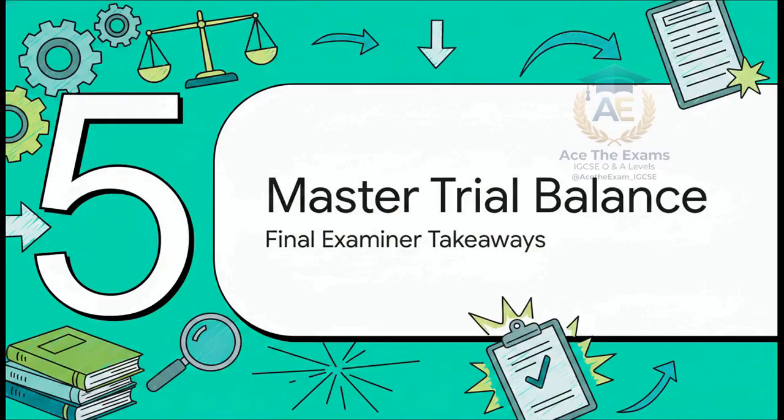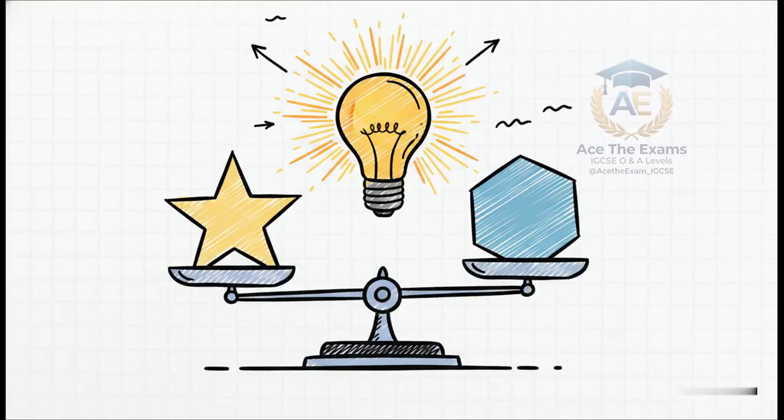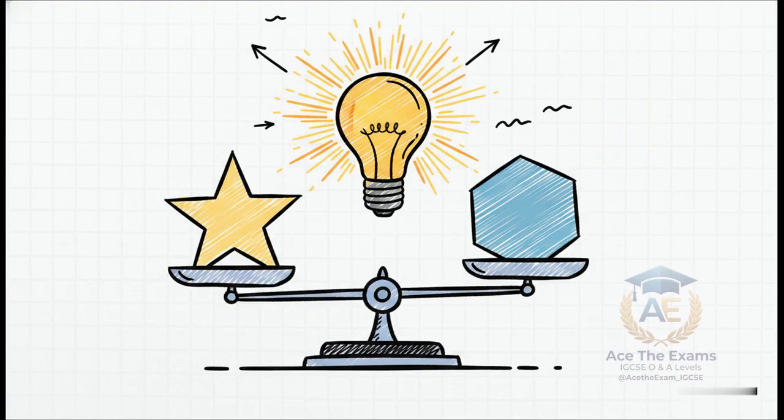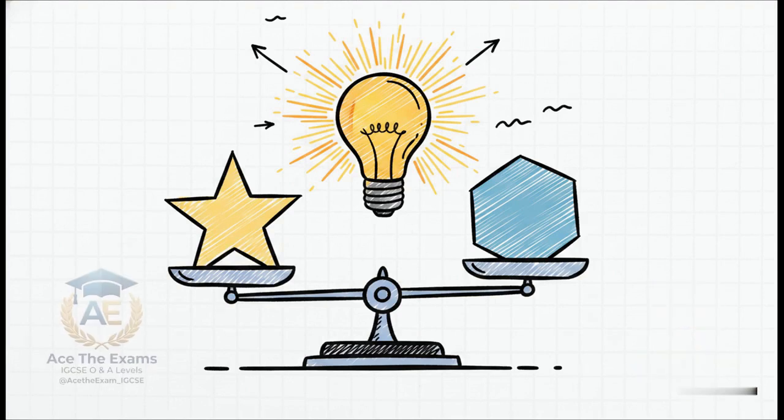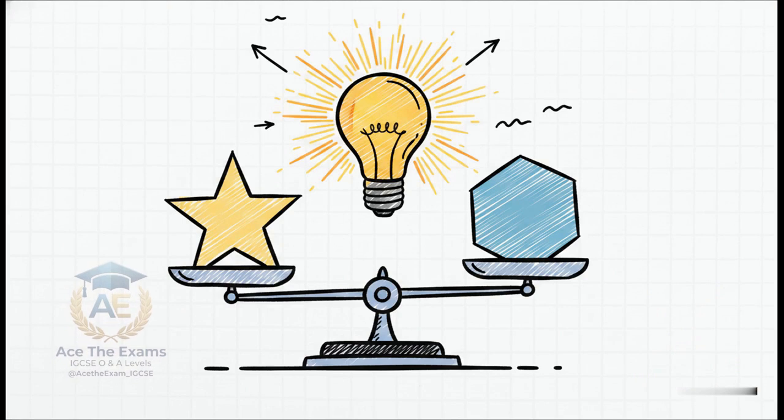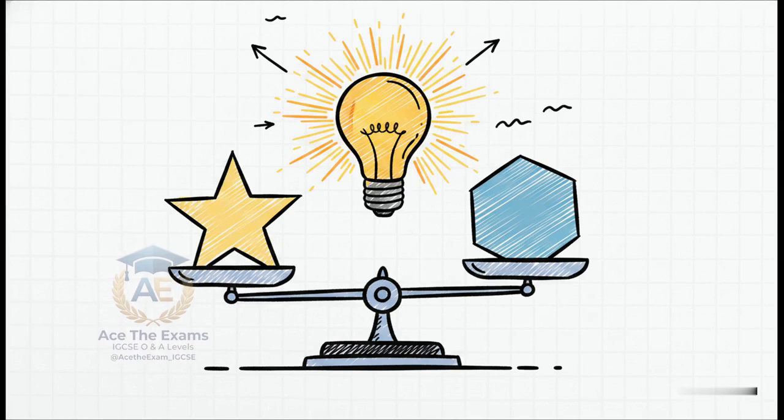Section 5. Master the trial balance. Final examiner takeaways. All right, team, it's time to consolidate these mastery techniques. We need to focus heavily on the highest cognitive level, evaluation. This was my biggest breakthrough today. I realized that when a question asks us to evaluate, it involves evaluating alternatives, comparing approaches, and providing justified recommendations. Before today, I would just list the benefits of a trial balance in one paragraph and then list the limitations in the next. That's a very common mistake, Sam.